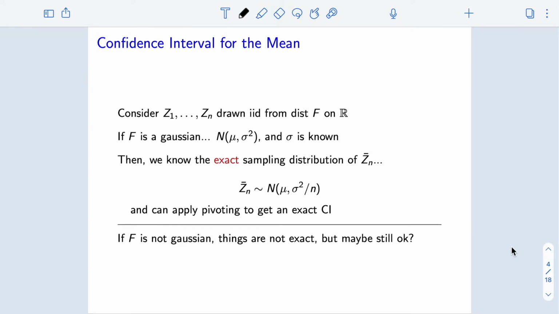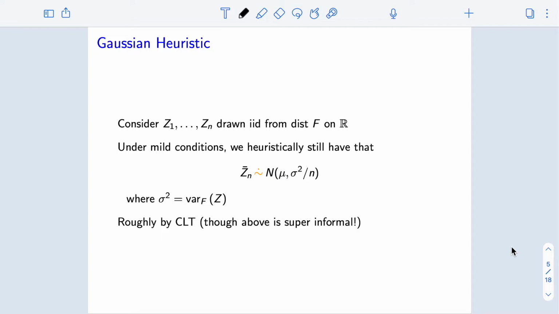So if f is not Gaussian, then the sampling distribution of the sample mean is not exactly Gaussian, but maybe things are still okay. Maybe we can use other asymptotic tools like the central limit theorem to still help us engage with the sampling distribution of the sample mean and maybe return to some of these results that we calculated before. We're going to talk about now what I'm going to call the Gaussian heuristic, and this is not a formal argument. This is maybe something we can keep in mind that will help us build an intuition for what these confidence intervals should look like.